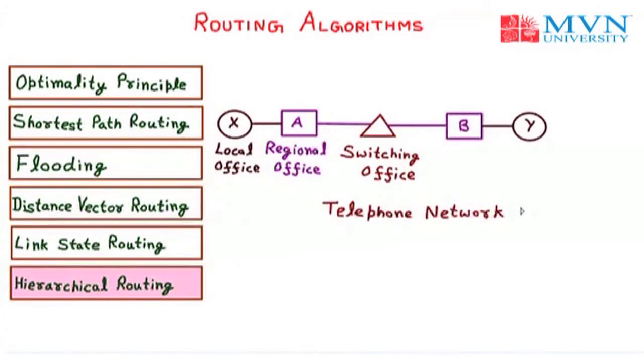The telephone network is the best example of hierarchical routing. You can see that here we have a switching office which is connected to the regional offices A and B, which will provide service to A and B. A and B will control all the local offices, that is X, Y, and maybe more. So we can see that there is a particular hierarchy, that means local, then regional, then the switching, then again the regional and the local. So that is all about hierarchical routing.